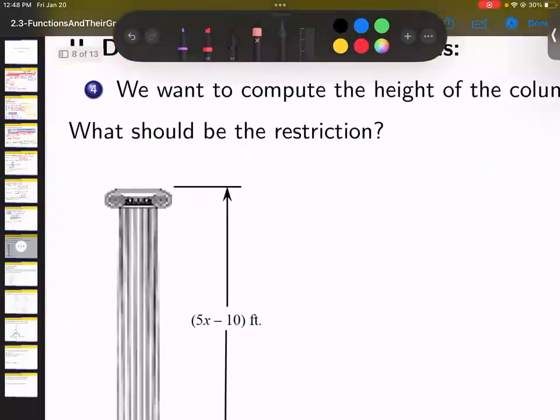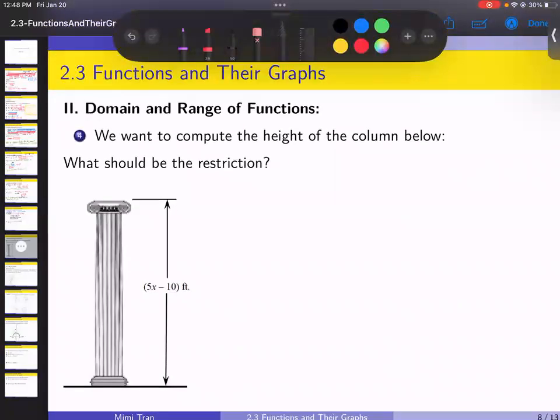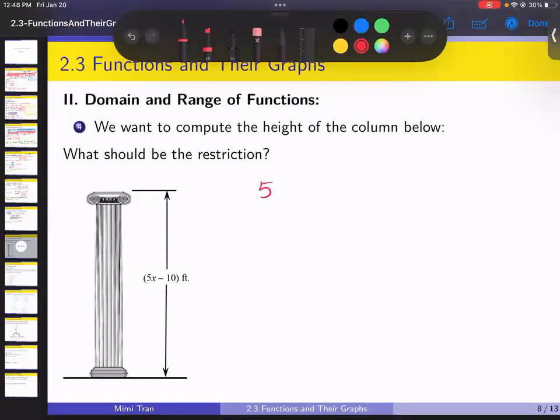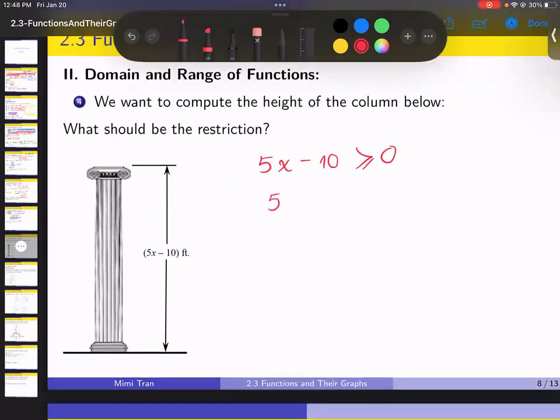Application. I want to compute the height of the column below. What should be the restriction? This is a function of the height of the column. This is the application problem. The restriction is that the length, because this is the height, so it's a length, right? Length has to be what? Can length be negative? No, right? So it has to be greater or equal to 0. That's the restriction. So whatever the length is, in this case the function 5x minus 10 has to be greater or equal to 0. And then you solve for x.